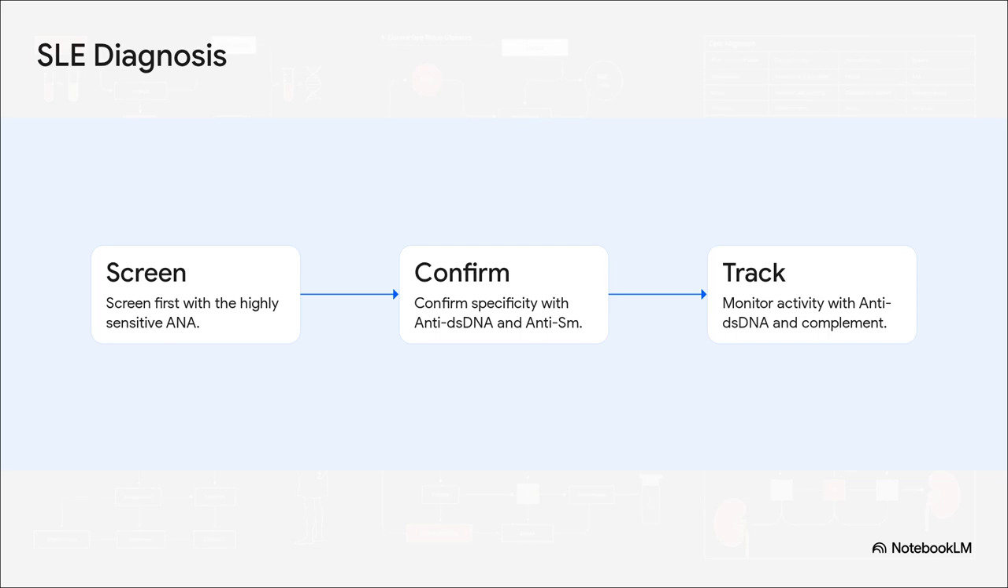Step 1, screen with the highly sensitive ANA. If it hits positive, move to Step 2, confirm it with the highly specific anti-dsDNA and anti-Sm. But your job doesn't end at diagnosis. Step 3 is tracking. You're going to monitor disease activity and the risk for lupus nephritis by keeping a close eye on anti-dsDNA titers and complement levels. Sticking to this stepwise logic means you won't jump the gun with unnecessary tests.